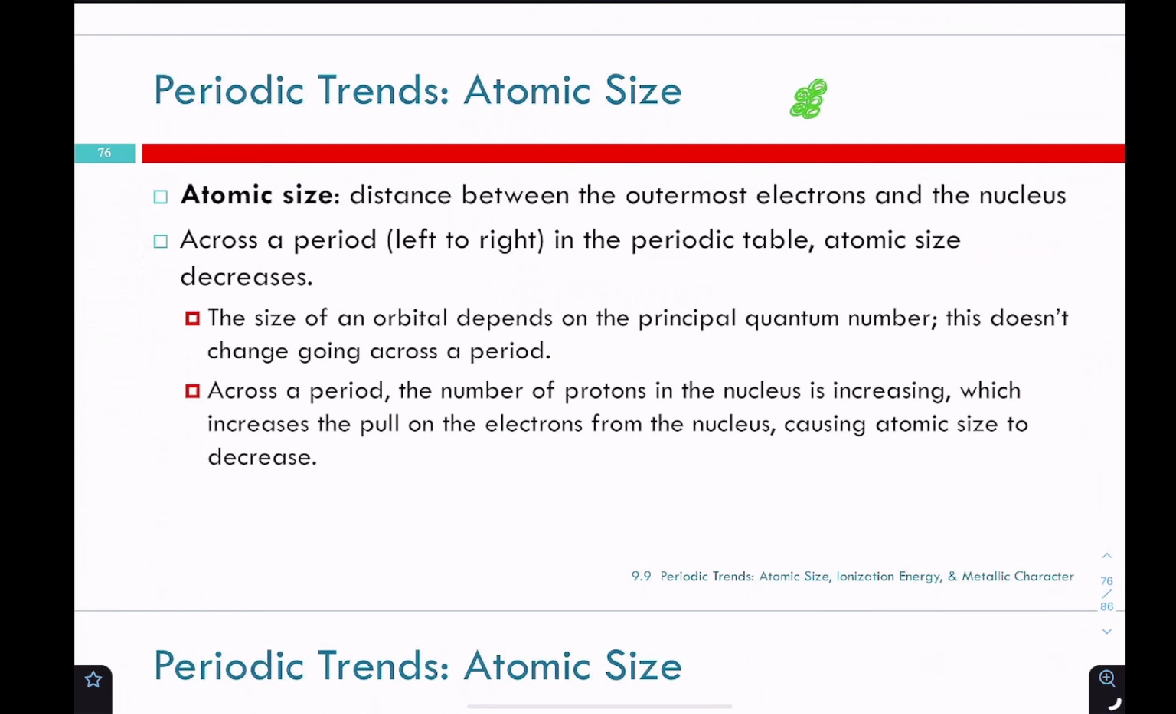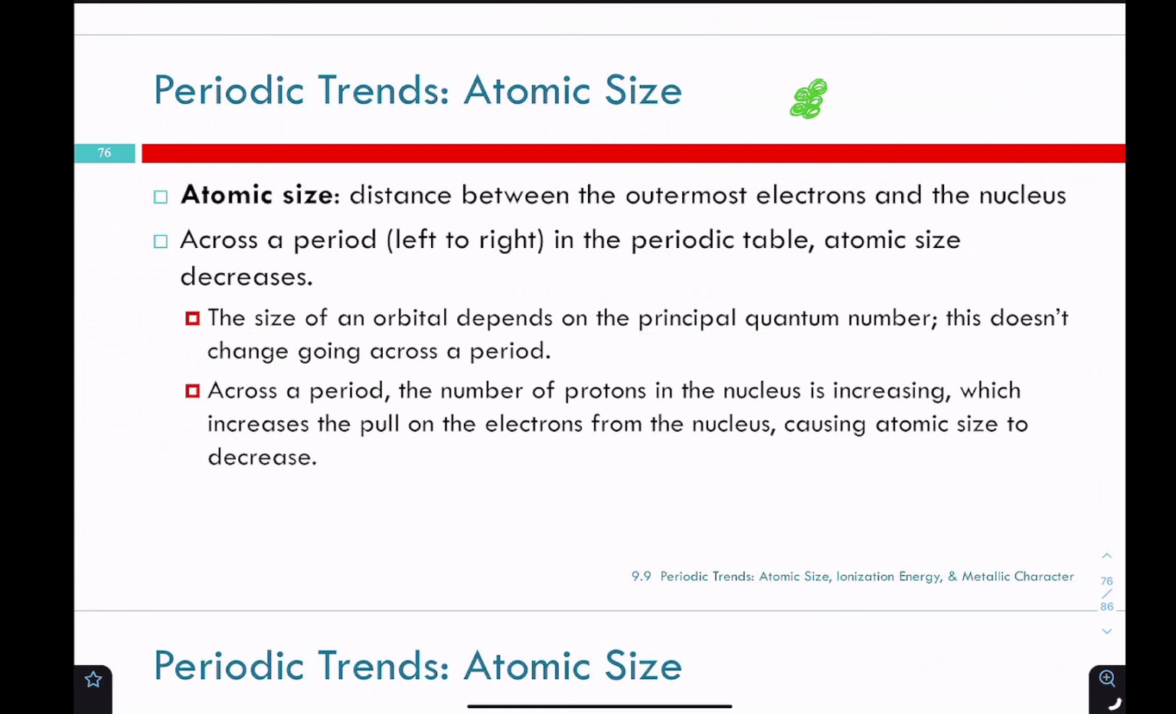And every time you add a proton, it adds more positive charge. And remember, opposite charges attract. So the electrons around the atom are attracted more to the nucleus, and so it shrinks. Then once you go down a row, that's when things get bigger. So size of an orbital depends on the principal quantum number, which doesn't change going across a period. But once you go down, that's when you add another shell.